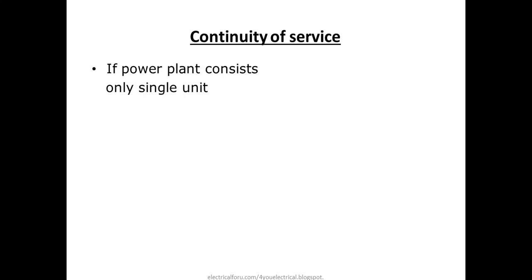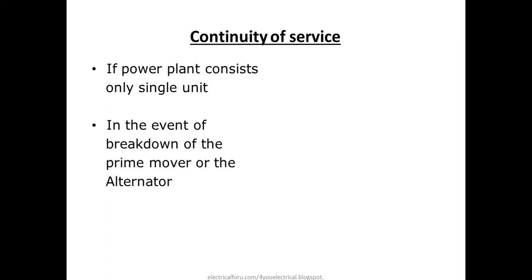The necessity of parallel operation is this: if a power plant consists of one single unit, we need continuous power supply, and in the event of a breakdown of the prime mover of the alternator, the power supply is interrupted. There is no continuity of power supply, so at that time we require another alternator to give continuous power supply. If there is only one single unit, then the total power will be shut down. To avoid that, we use parallel operation with another alternator.